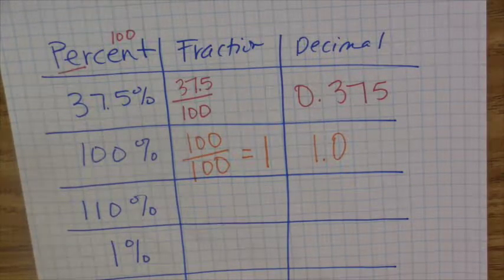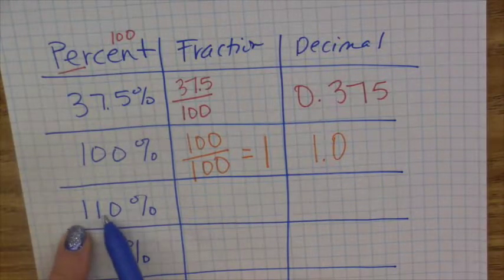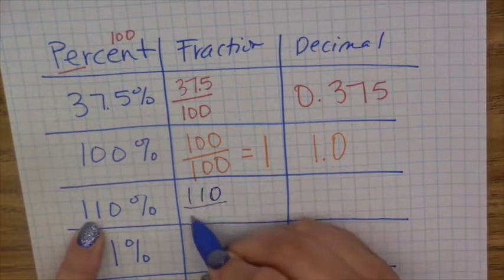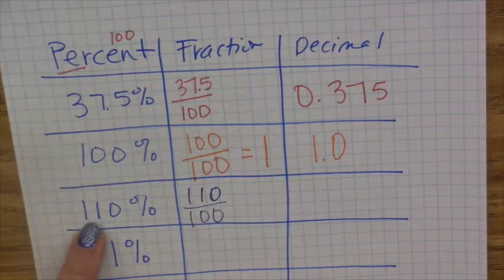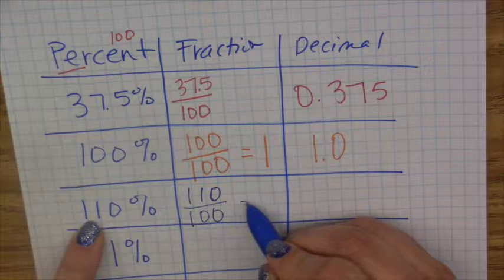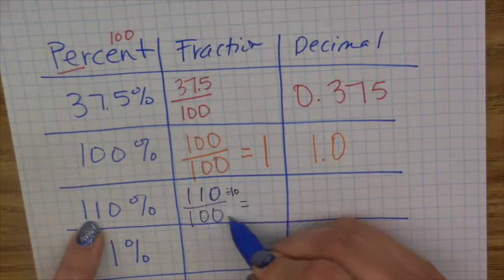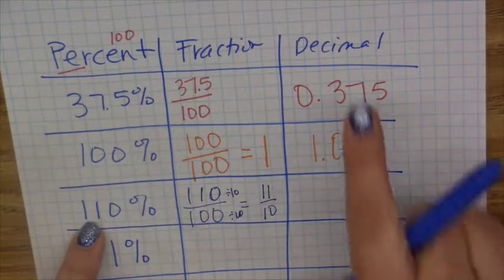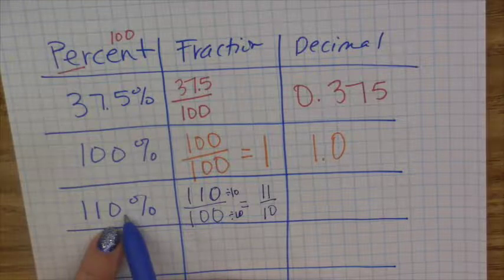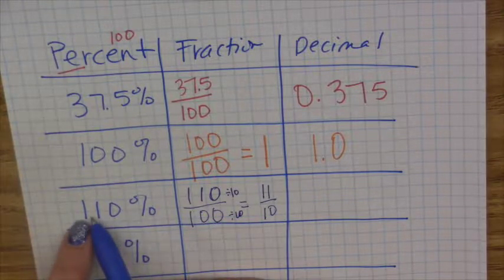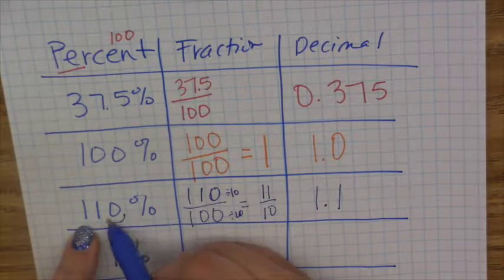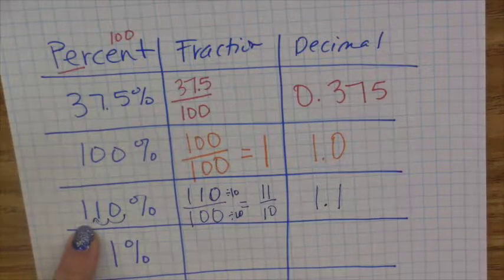All right, let's look at our 110%. So we're going to take our number in our percent, so 110, and we're going to put it over 100. If you simplify this, we would divide by 10, and it would be 11 over 10. To do our decimal, we divide by 100, so our decimal point would be at the end, and we move it over 2 places to the left, we would get 1.1. So if you need to see that, 1, 2, 1.1.